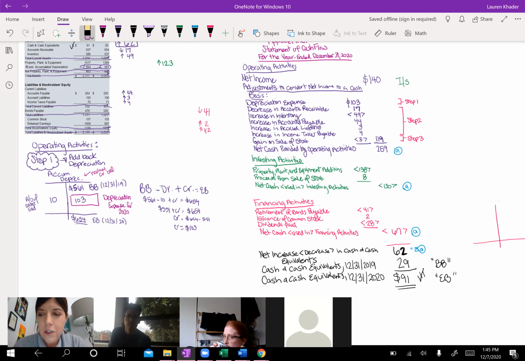On the final, do you have to do the whole statement of cash flow? I don't think so, but you will have to do a portion of it. In your homework, you probably will have to prepare at least one. If you're not an accounting major, you're probably just going to be asked to support the numbers that are in the statement of cash flow. But if you are an accounting major, you're going to want to know this for later classes. So definitely do your homework.